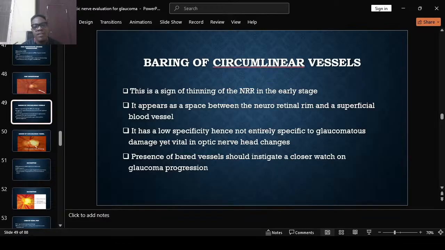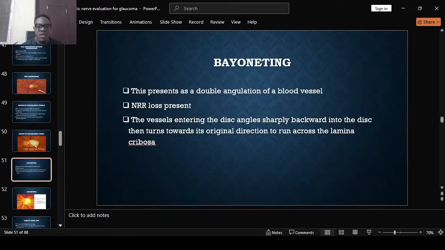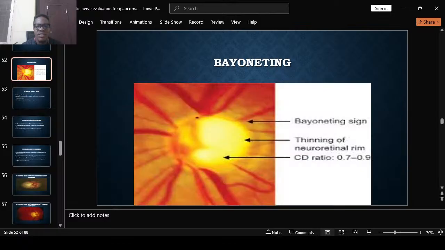Another sign we are going to look at is baring of the neuroretinal rim and superficial blood vessels. It has a low specificity, hence not entirely specific to glaucoma. It is a vital tool that indicates the presence of glaucoma, but every time we see it, we want to question why it is there. And the presence of circumlinear baring, you can see this vessel here. It appears as though it has lost its structural support. When we see it in glaucoma, we want to question whether retinal rim loss is present. The vessel goes over the disc, then dips back, and you can see bayoneting, which is highly indicative of glaucoma.